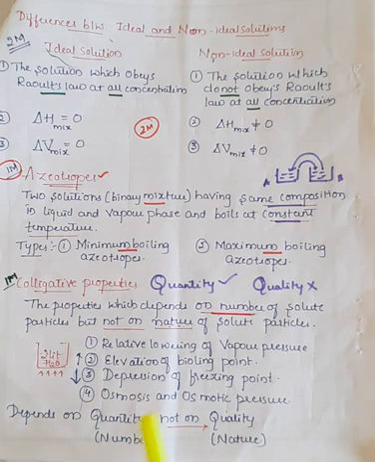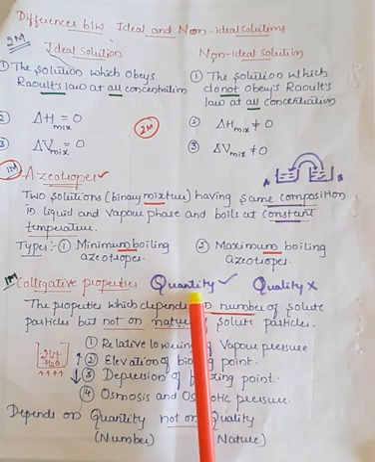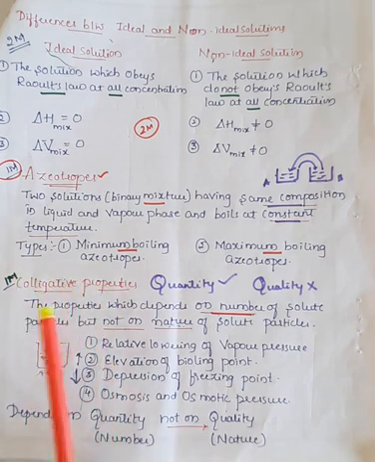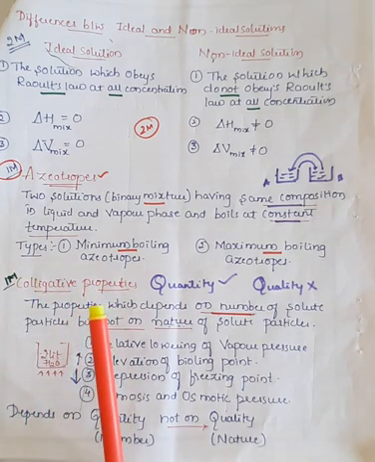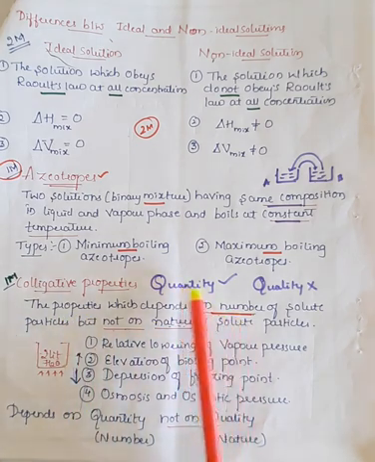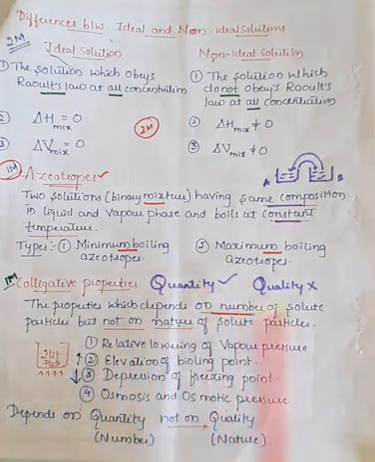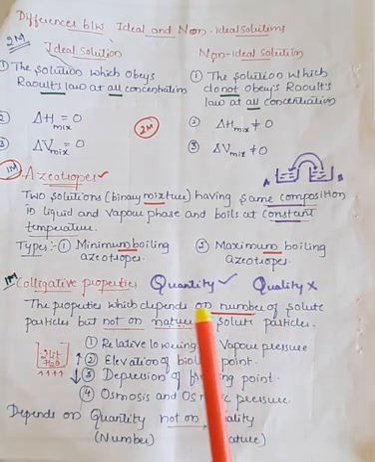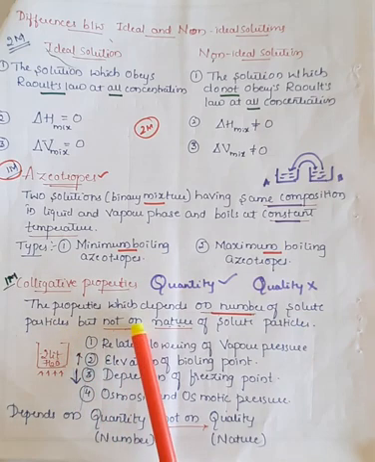So the properties which are completely dependent on the quantity of the molecules, not on the quality of the molecules, are generally called colligative properties. Therefore, the definition is: the properties which depend on the number, meaning quantity, but not on the nature, meaning quality. The properties which depend completely on the number of solute particles but not on the nature of solute particles are called colligative properties, right?